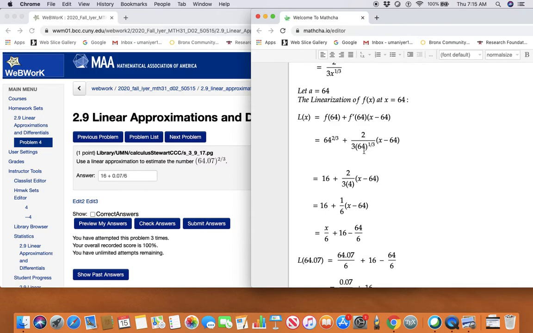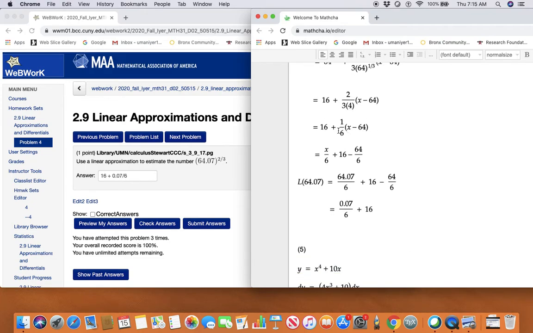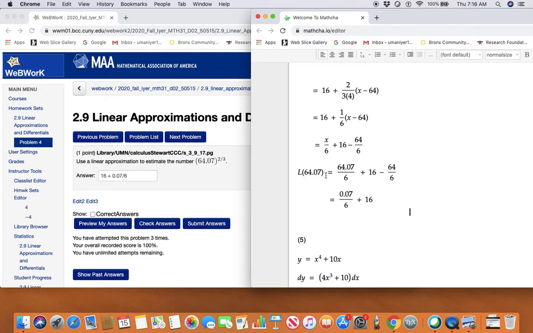Here, cube root of 64 is simply 4. So that gets me, well, 2 reduces the 4. So I get eventually 1/6 here, 16 and so on. Continue to simplify. 1/6 x plus 16 minus 64 over 6 rather, right? So that is your linearization.